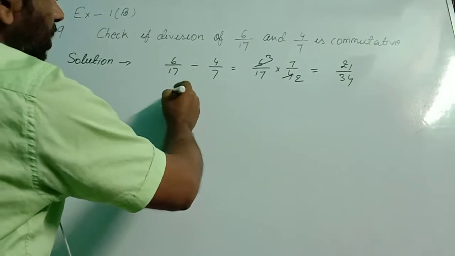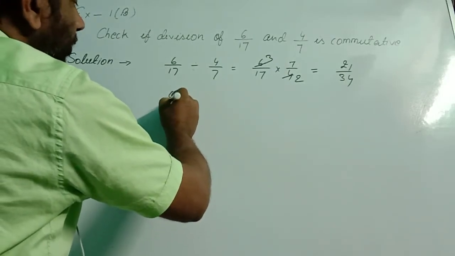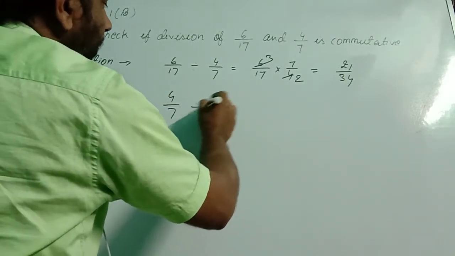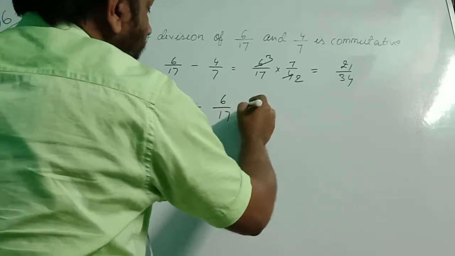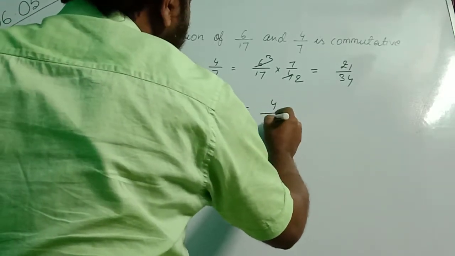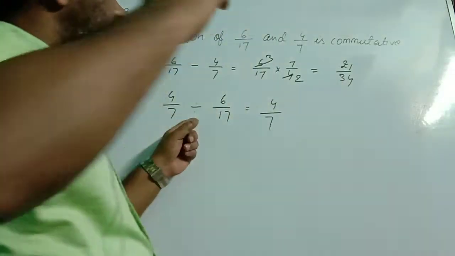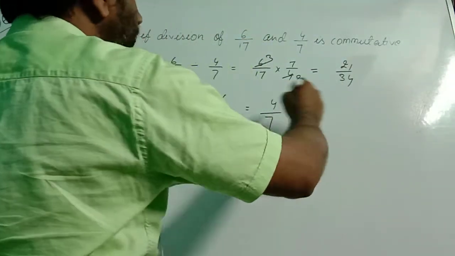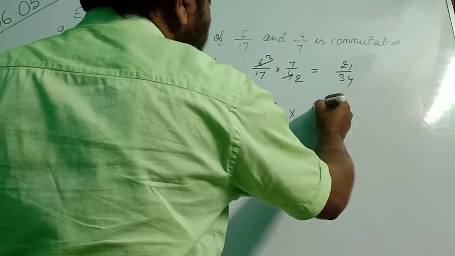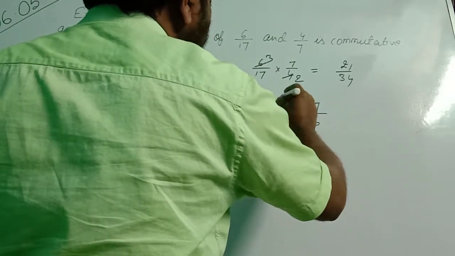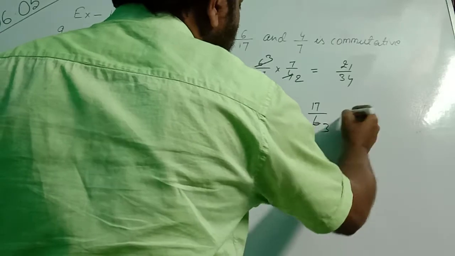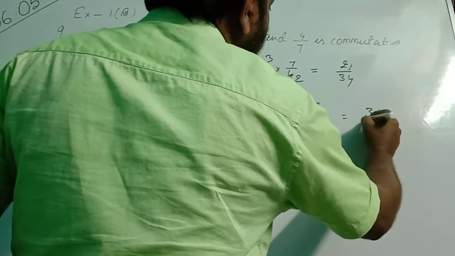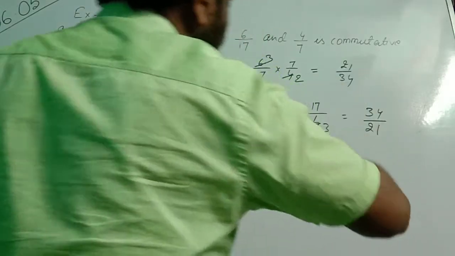Now, again we solve this. 4 by 7 is divided by 6 by 17. For that, for 4 by 7, the symbol of division will be changed into the symbol of multiplication. Then we have to write the reciprocal of 6 by 17, that is 17 by 6. 2 2s are 4, 2 3s are 6, and we are getting 34 by 21.